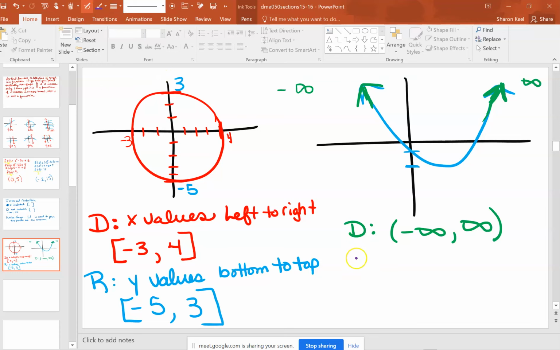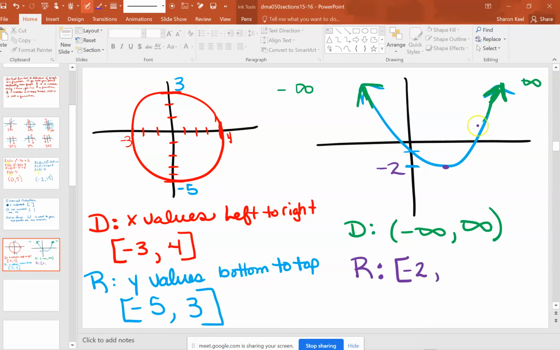Now, when we look at the range, we said it is bottom to top. So we want to come to the graph and go to the lowest point, which is here. The lowest point is at what value? I'm going to slide to the left. It's at -2. So the bottommost point is at -2. It includes it, so I put a square bracket.